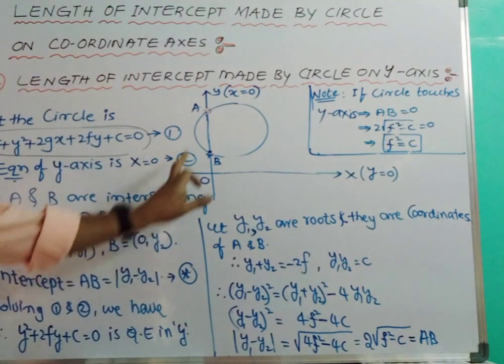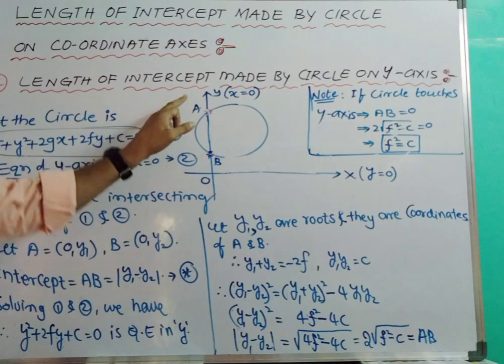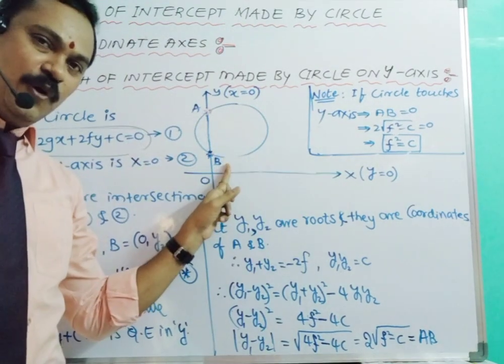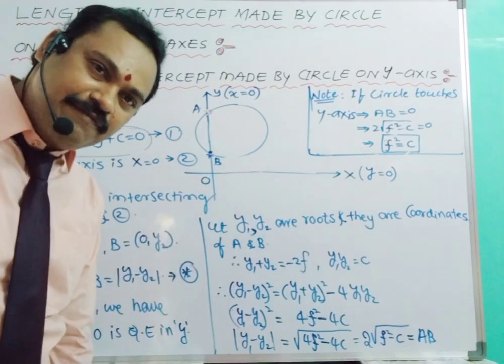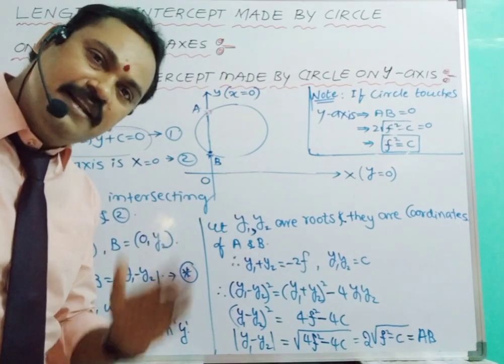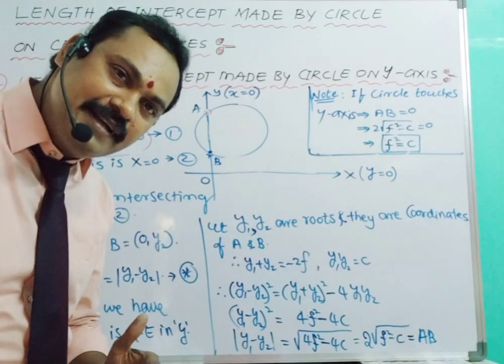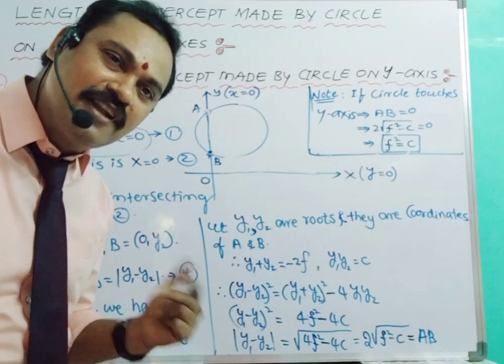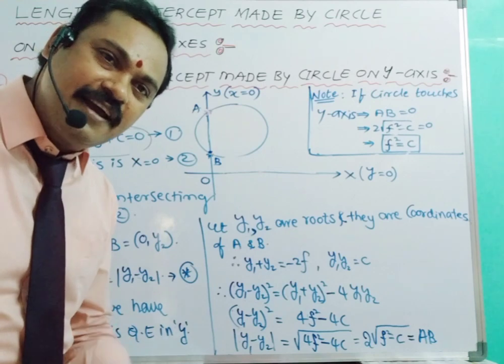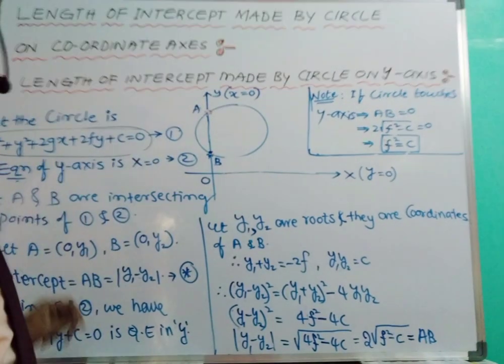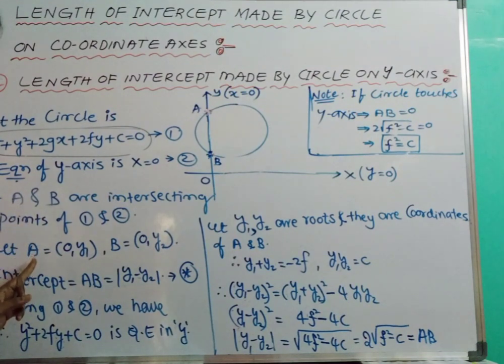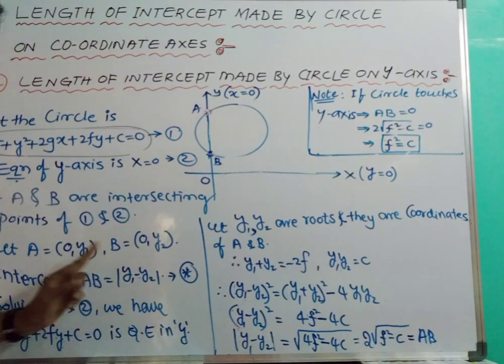Now let us take coordinates for capital A point and capital B point. These are points of intersection of the circle and y-axis. Simultaneously, those are the 2 points which lie on y-axis. If they lie on y-axis, their x-coordinates must be 0. Now I am choosing coordinates for capital A point and capital B point. A I am taking as (0, y1), B I am taking as (0, y2).